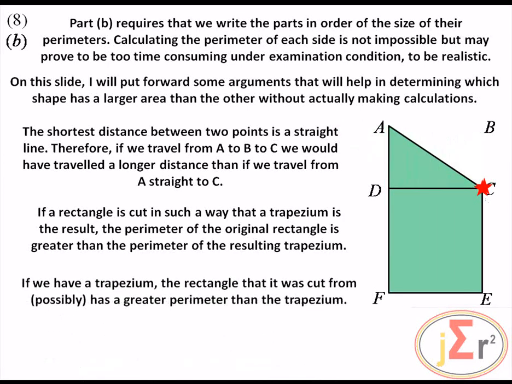If we have a trapezium, the rectangle it was cut from has a greater perimeter than the trapezium. So if we can see the trapezium like this, and we can say, okay, then we would have cut it from a rectangle that goes like that. Then the trapezium is of a smaller perimeter than the rectangle that it was cut from.